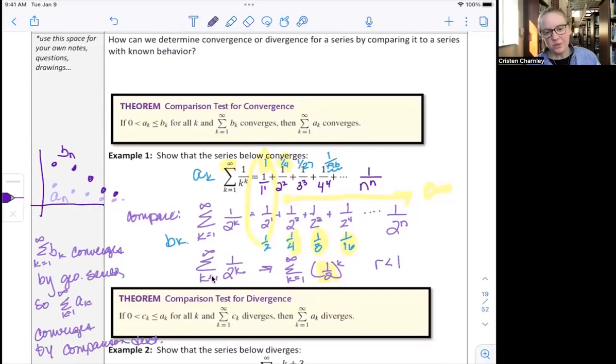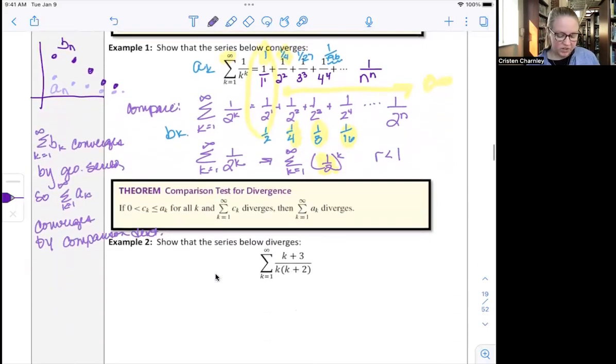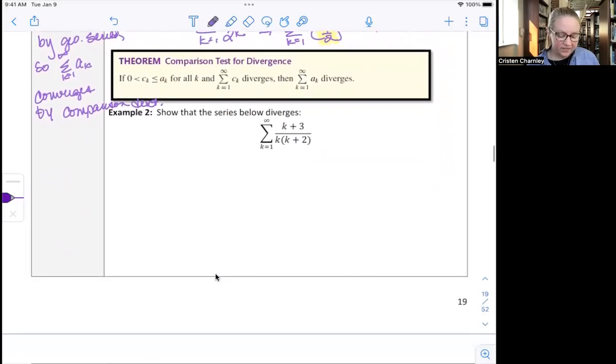As opposed to the next piece, which is the comparison test for divergence. This time, if 0 is less than C, which is less than A for all of K, and if C diverges, then A also diverges. There was a question in class, do we have to call it C? It's just your other B. They're just trying to get this one separate from the other picture.